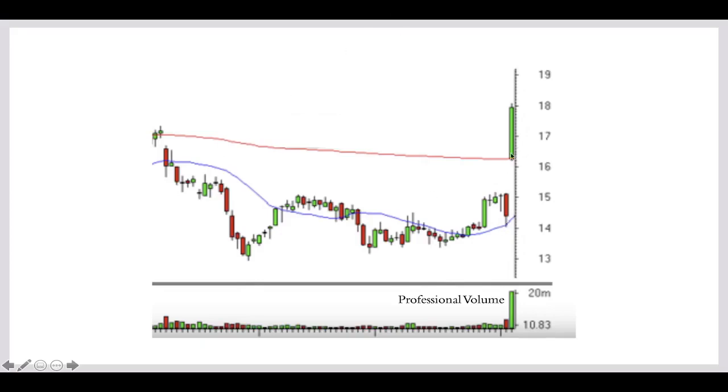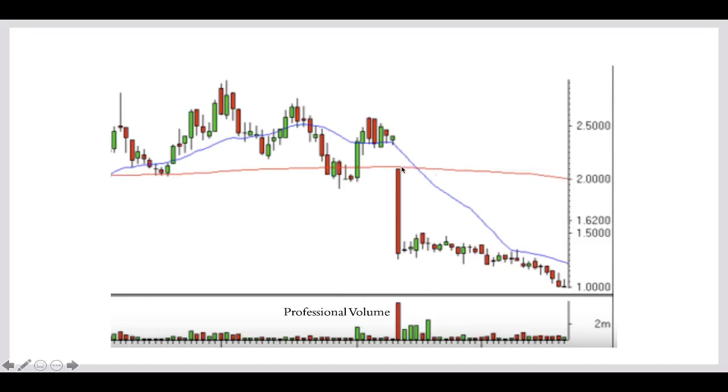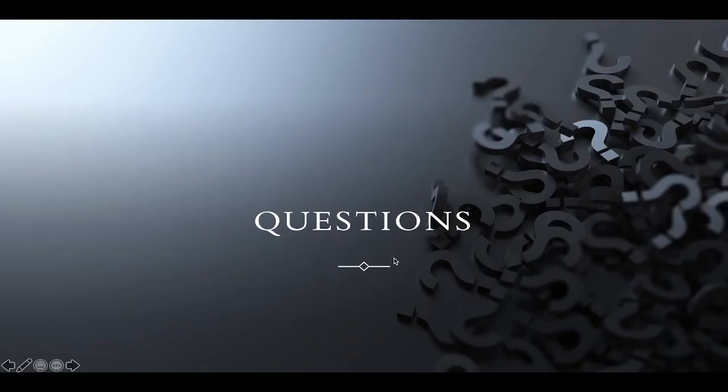Same thing here. We have a gap up above the 200 MA. We talked about it before. Professional volume, it's sparking a new rally higher. Same thing here. This gapped right under the 200, huge drop, professional igniting volume. That's it, guys, for volume, okay?